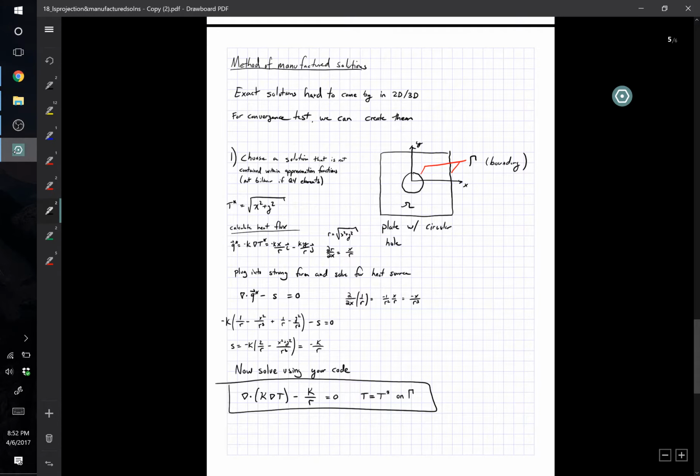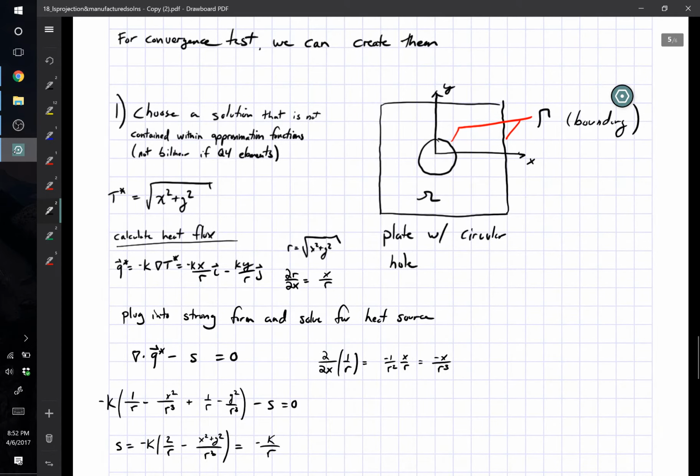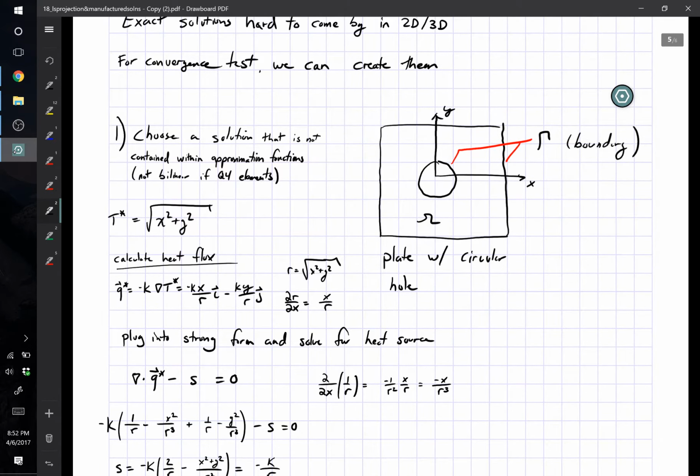So for this short lecture, I'm going to talk about the method of manufactured solutions. These are particularly useful because as we get to 2D and 3D problems, such as your Project 2 assignment with a plate with a hole in it, exact solutions can be hard to come by. And so if we want to do a convergence test, the first step in the method of manufactured solutions is to first just create a solution, just arbitrarily make one up.